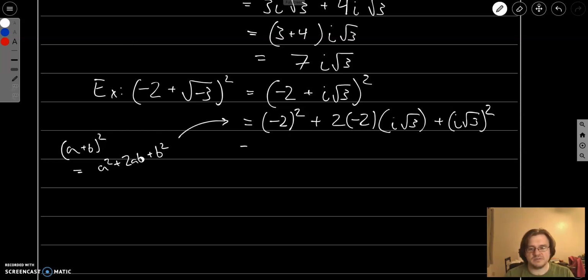Next, we'll start to simplify. Negative 2 squared, negative 2 times negative 2 is 4. Here, I have 2 times negative 2, so that's negative 4i, the square root of 3. Remember, I'm putting the square root of 3 at the end so that it doesn't look like there's anything else extra underneath the radical sign. And then plus i squared times the square root of 3 squared. And this will simplify.